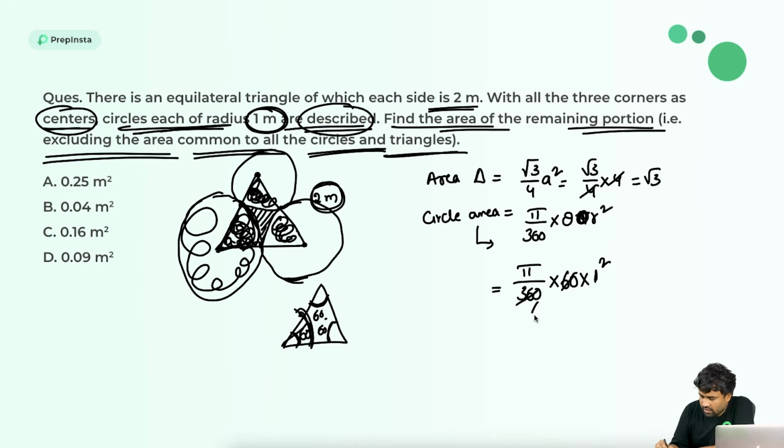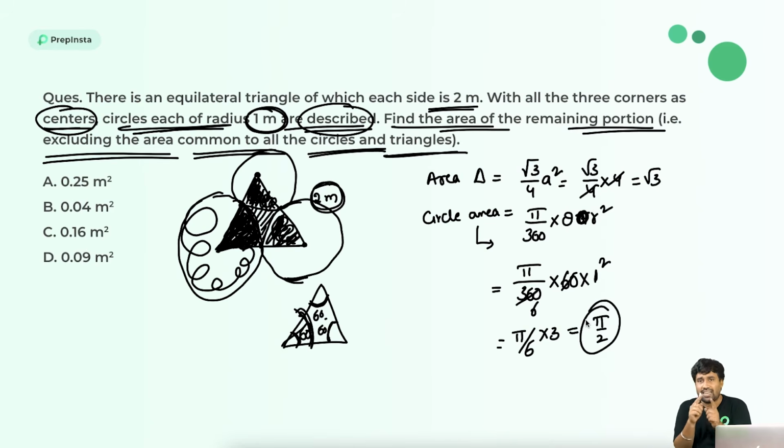So 60 will cancel this 6 times. The answer is 5 by 6. So the area of the intersection here I am shading is pi by r. If one circle has pi by r common intersection with the triangle, we have 3 similar circles, right? So if you multiply 3 times, you will get all the area enclosed commonly by the circles and the triangle.